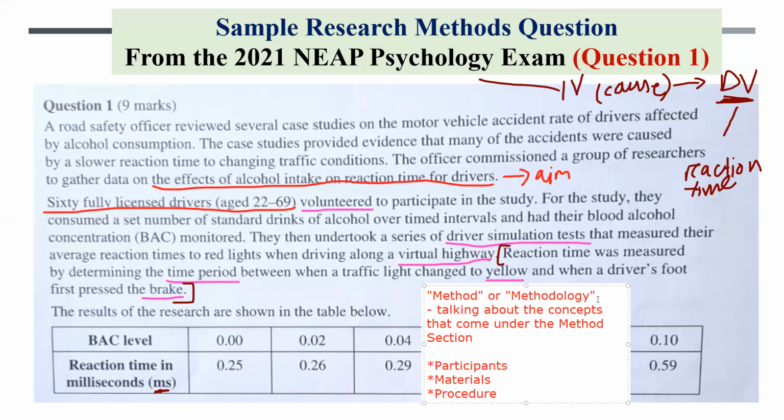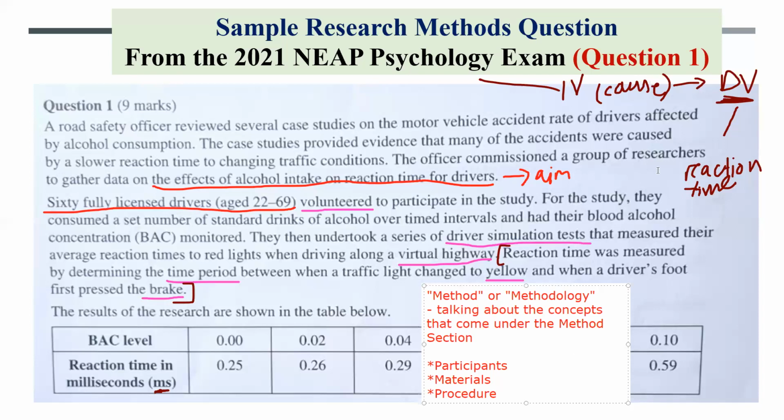Okay, the main thing is whenever you see the word method or methodology in a VCAR question, they always expect you to talk about these particular concepts. So don't get confused, because a lot of students look at the word methodology in a question and they're like, oh my God, what do I write about? Methodology is just the extended form of the word method. And we know what comes under the method section of a research poster or of a research experimental scenario. Okay, it's participants, materials, and procedure.